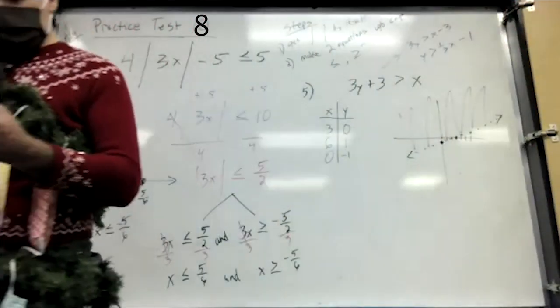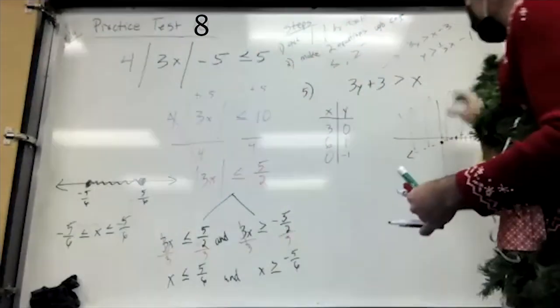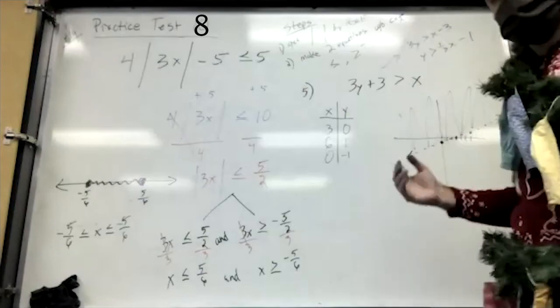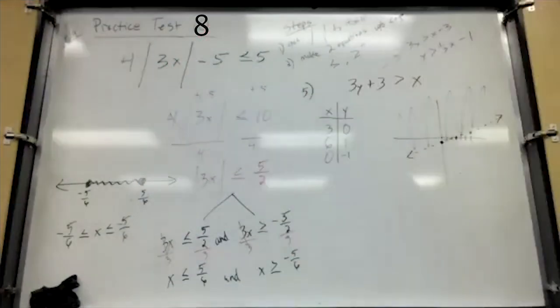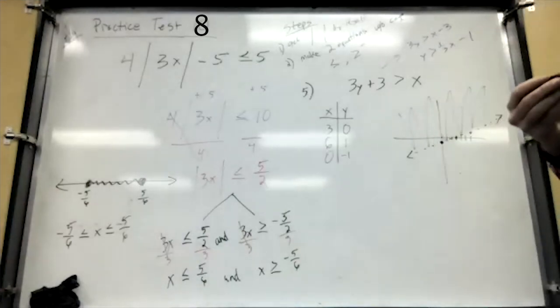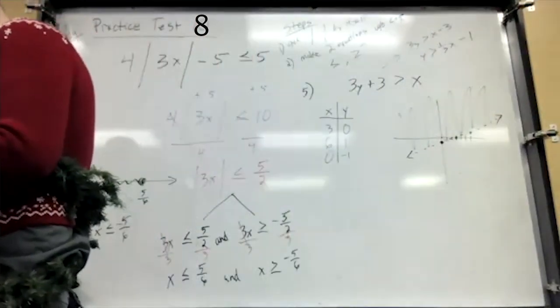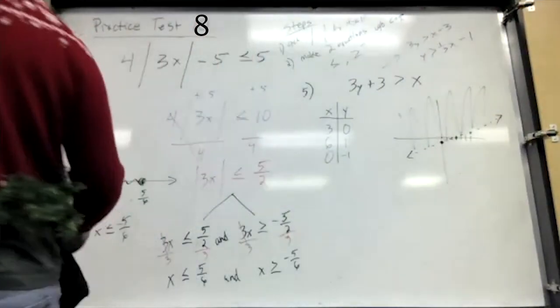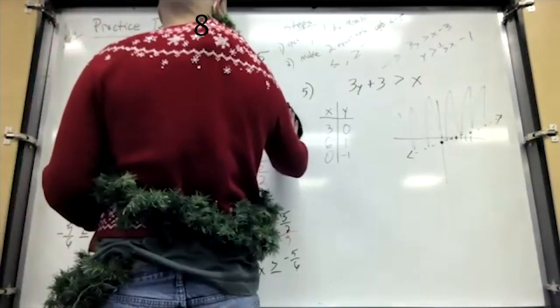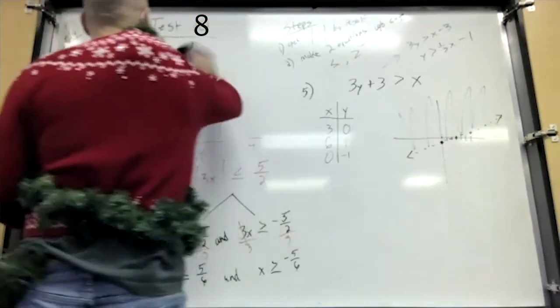But take your points, and that's great. Then pick a point that's not on that line and see if it works in that inequality. If it makes that inequality true, then shade where that point is, where you picked. The 0, 0 is always the easiest one, so I'd recommend that. Okay, all right. That was number 5. Let's do number 6.